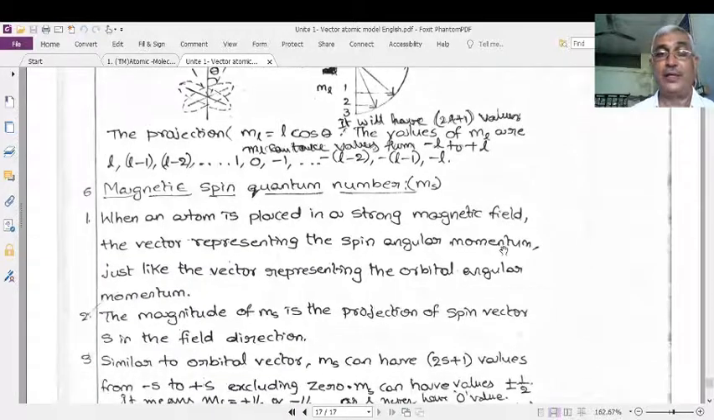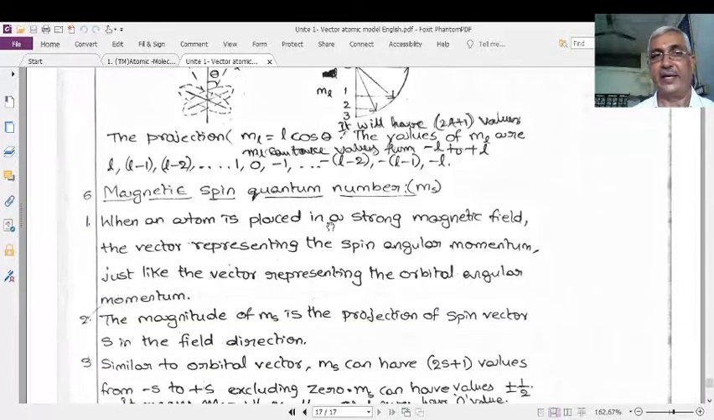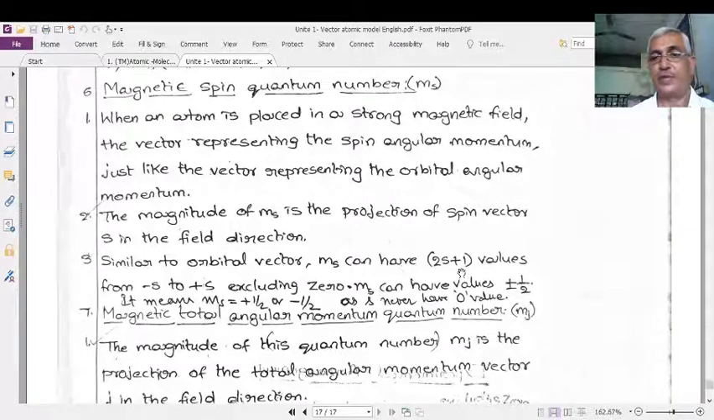Then similarly, the spin motion of the electron is also influenced by the external magnetic field. Therefore, you will get the magnetic spin quantum number. This is very similar to the previous one. S is also deviated from the external magnetic field by making an angle theta. Therefore, MS will be S cos theta. This is the effect of the external magnetic field on the spin motion. Now MS will take 2S plus 1 values.